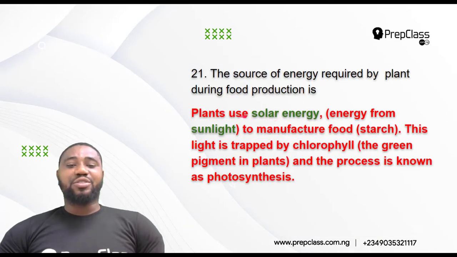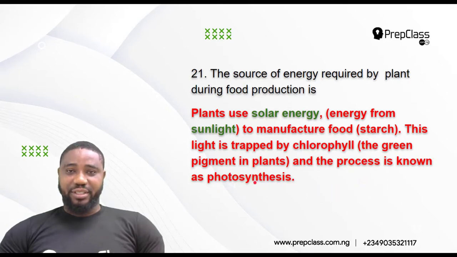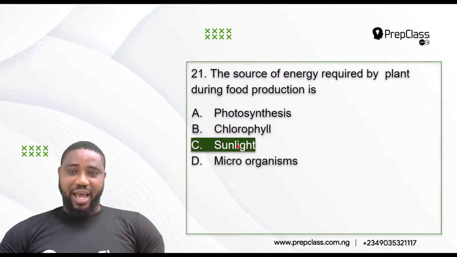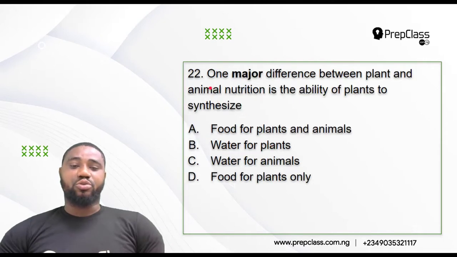Now, plants use solar energy, that is energy from sunlight, to manufacture food, which is starch. This light is trapped by chlorophyll, that's the green pigment in plants, and the process is known as photosynthesis. So since they're asking us the source of energy, it is solar energy, which is sunlight. So sunlight is the best answer because they're asking us the source of energy. So it's sunlight.